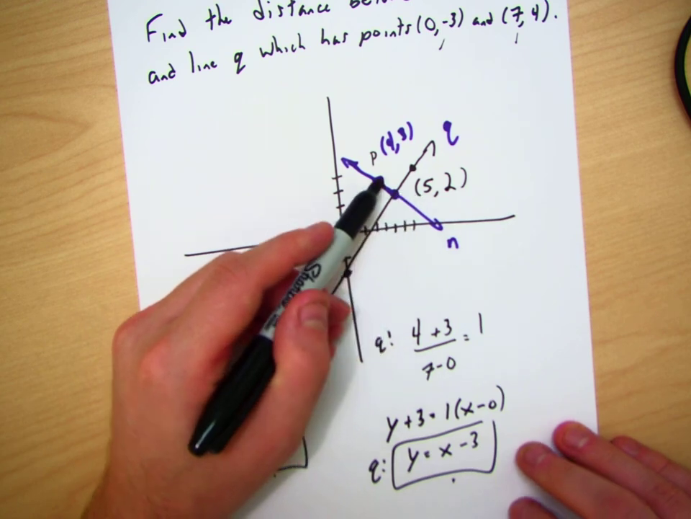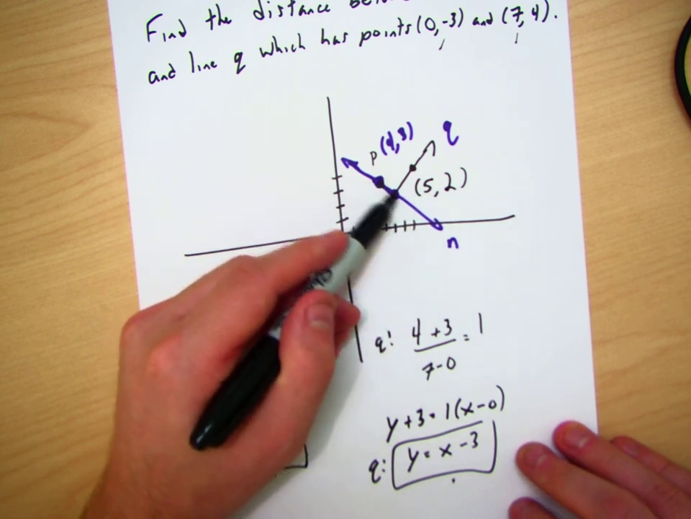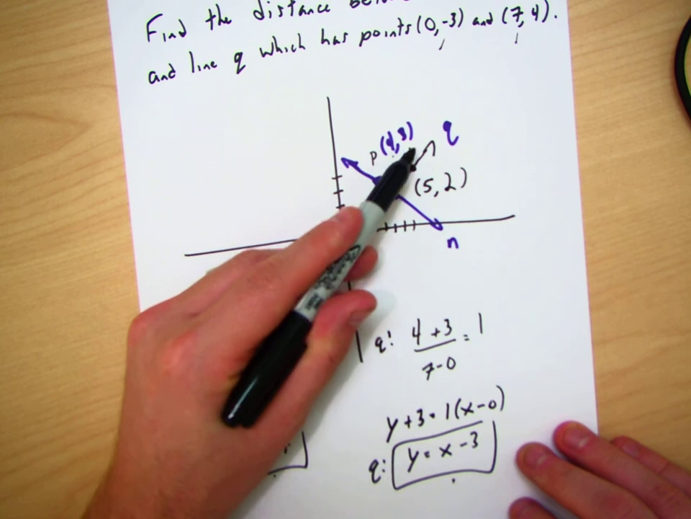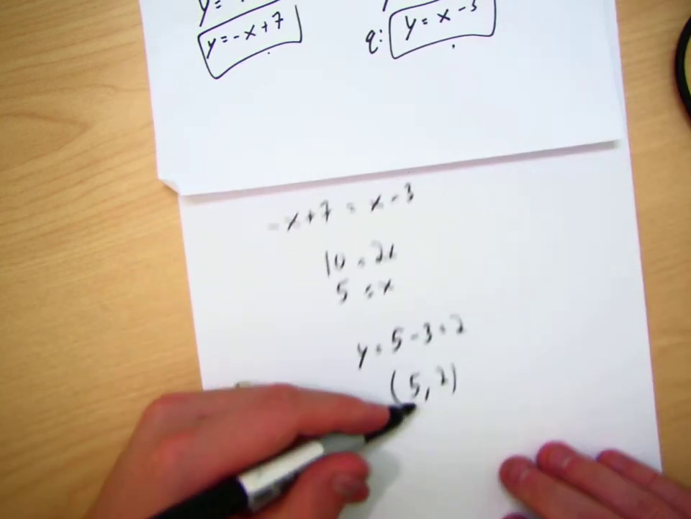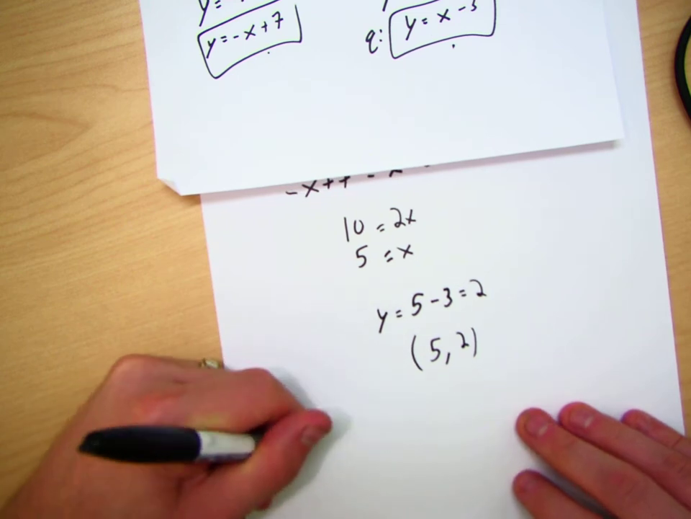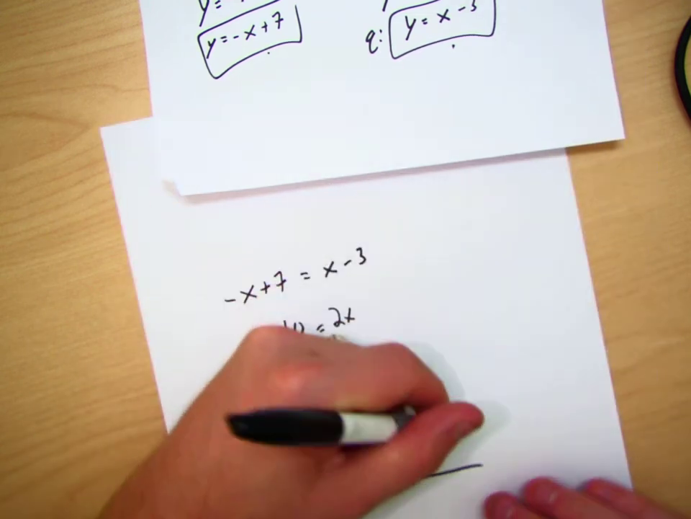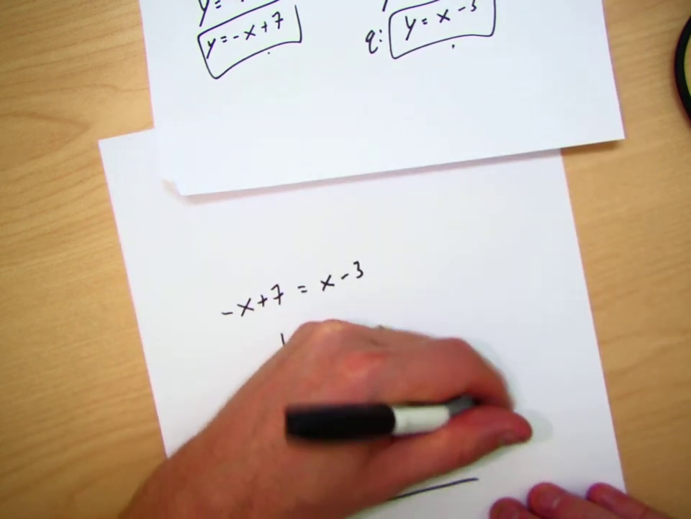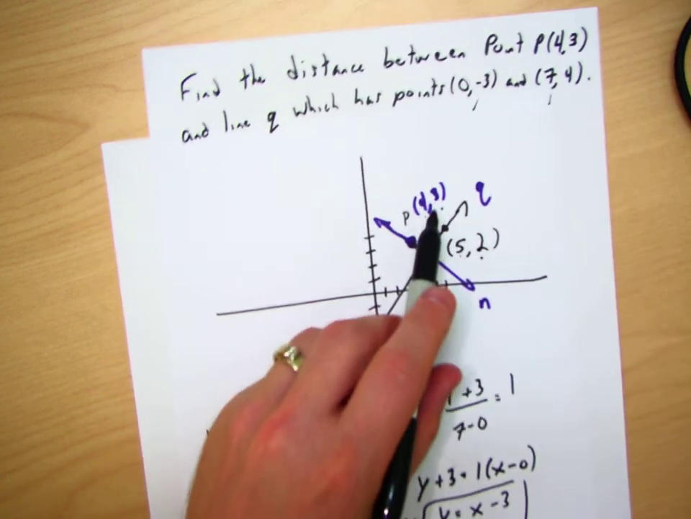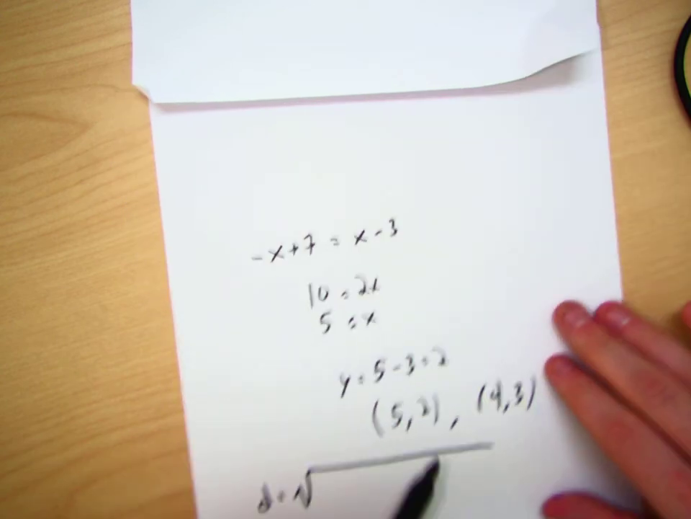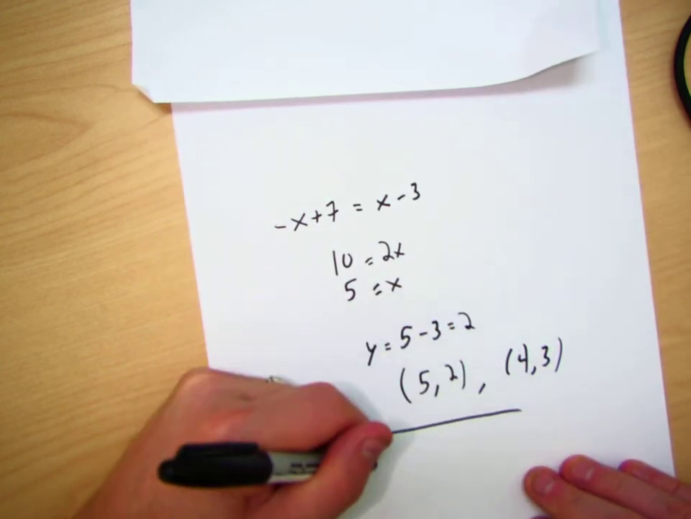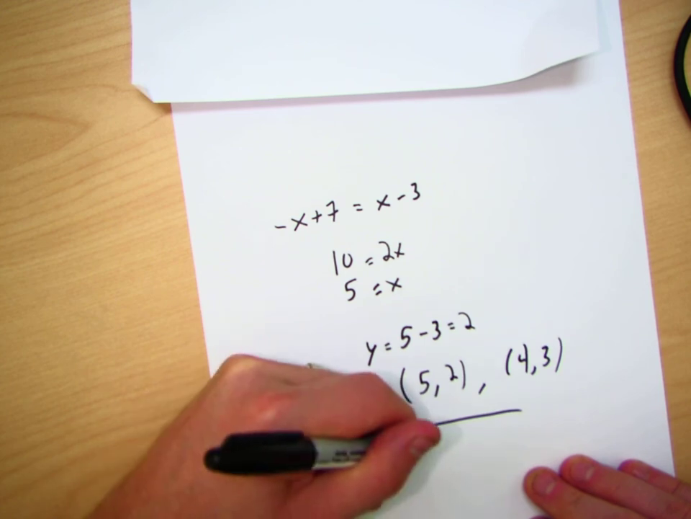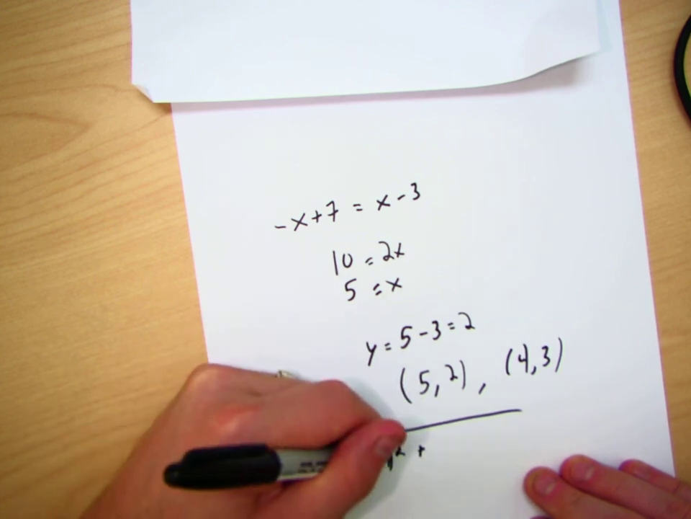Right here, just to illustrate, that should be (5, 2). In other words, this little segment that I'm trying to measure goes from (4, 3) to (5, 2). Now we use the distance formula with those two. The distance will equal the square root, and just to remind you, I'm using (4, 3), which comes from this other point here, and (5, 2). I get the difference of the x's, 5 minus 4, and I'm going to square it.